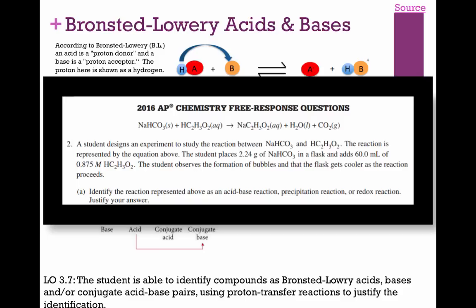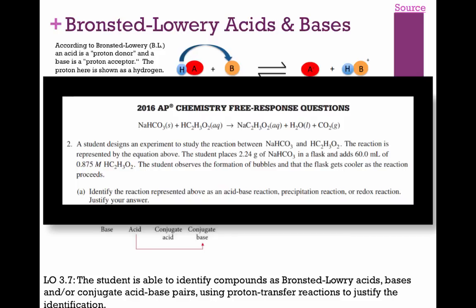So here's another example. This was last year's free response question. A student designs an experiment to study the reaction between NaHCO3 and HC2H3O2. So sodium bicarbonate and acetic acid. The reaction is represented by the equation above. The student places 2.24 grams of sodium bicarbonate in a flask and adds 60 milliliters of acetic acid. The student observes the formation of bubbles and that the flask gets cooler as the reaction proceeds.